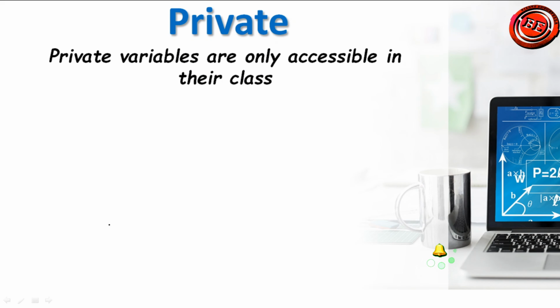The private variables are only accessible within their own classes. For example, here I have a package, and in this package I have a class. In this class we have various variables and methods, so these can be accessed directly in the main method of the same class, but cannot be accessed from another class. Okay, so here is an example.